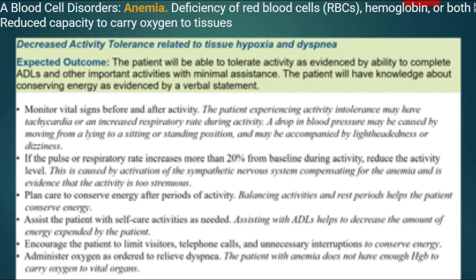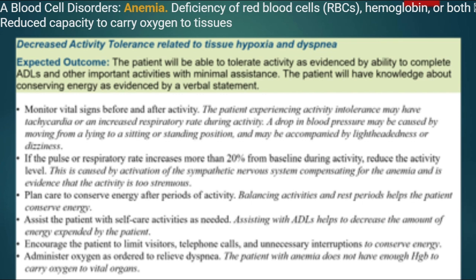This slide presents a sample nursing care plan for a patient with anemia. The diagnosis is decreased activity tolerance related to tissue hypoxia and dyspnea. Remember, with anemia, the body has fewer red blood cells or less hemoglobin, which reduces oxygen delivery to tissues. This makes normal activities much more tiring for the patient.